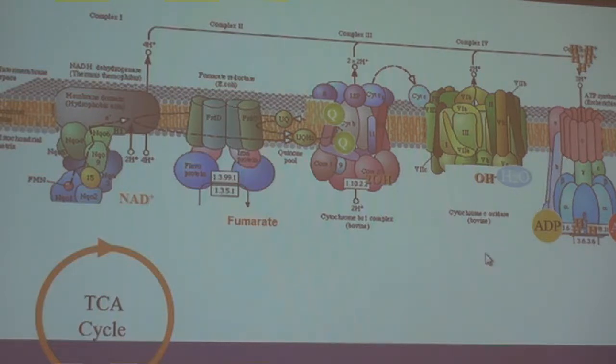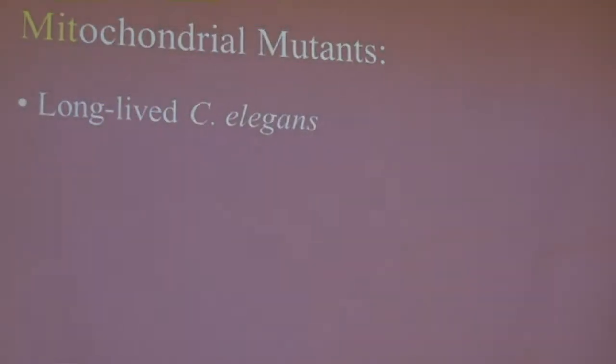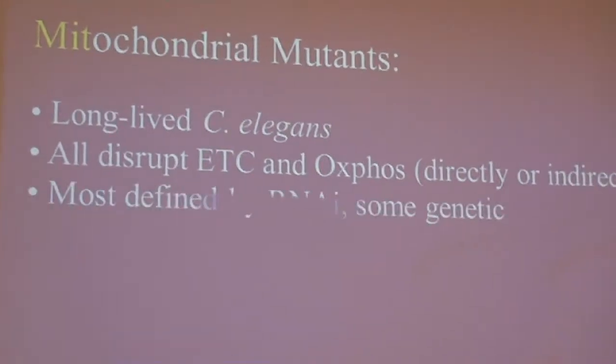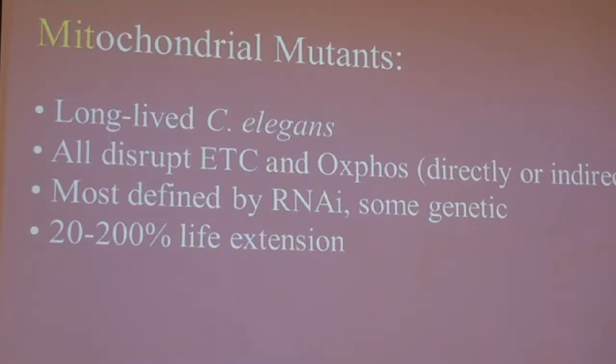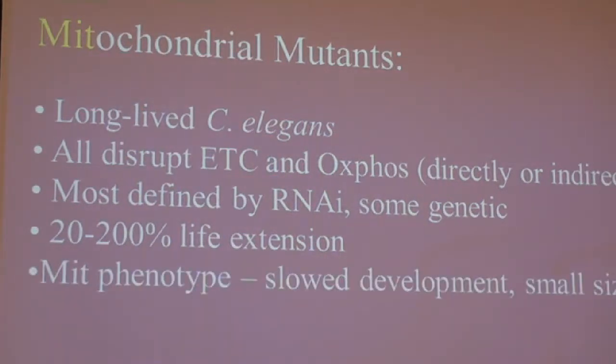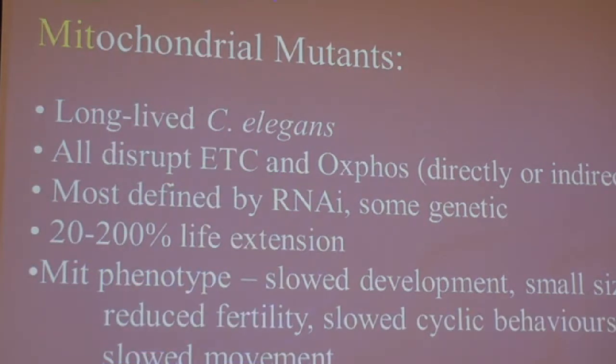So I put this up because the mit mutants in C. elegans all affect this process. All of them affect some element of this electron transport. So here's what we know about the mit mutants. They're all long-lived. As I said, they all disrupt the chain. Most of them have been defined by RNAi, although there are some genetic mutations. They extend lifespan on the order of 20 to 200%. And this classic mit phenotype is characterized by a constellation of phenotypes: slow development, small size, reduced fertility, slow movement, and of course, their long life.